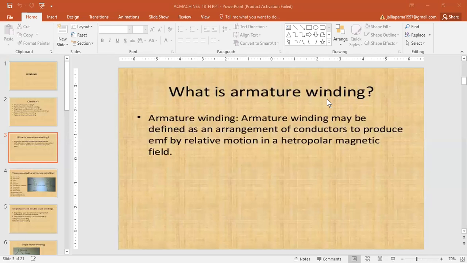Coil span or coil pitch, Ys. It is the distance measured in terms of armature slots between the two sides of a coil. It is the periphery of the armature spanned by the two sides of the coil. If the coil span or coil pitch is equal to the pole pitch, as in the case of coil A, where a pole pitch of 4 has been assumed, then the winding is called full pitched.